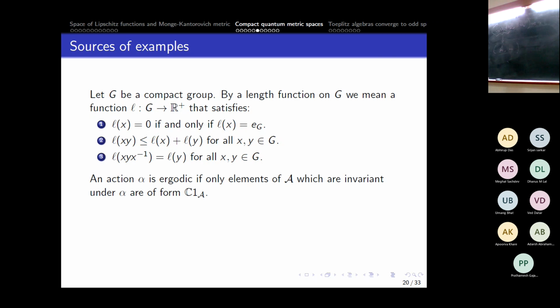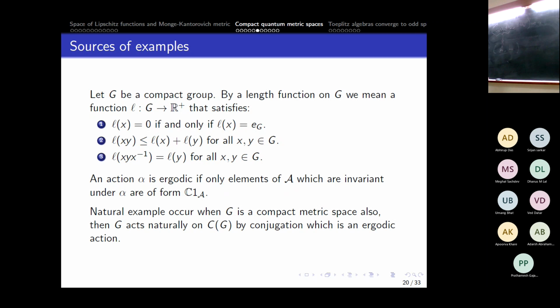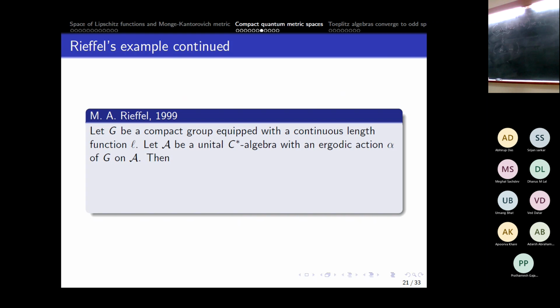And we have an action of G on a C-star algebra, which is ergodic. Ergodic basically means the only invariant elements are the scalar multiples of the identity. For example, the basic example: we take a compact metric space, but assume it has a group structure, so it's a compact group which also has a metric space structure. Then G can naturally act on C(G) by the conjugacy action. So we are taking G with the length function also. Then in the case of that group, our Lipschitz norm is nothing but given by this formula.